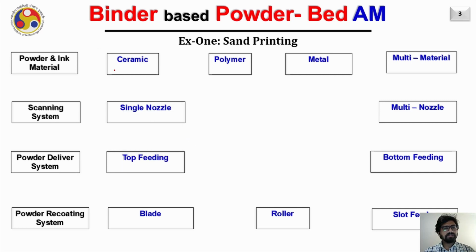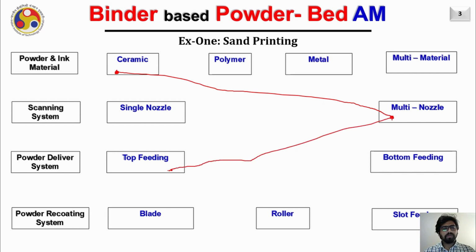We know that sand is a ceramic, therefore the ceramic is being used as a powder material here, and appropriate ink will be used to bind the particles of the sand. Then a multi-nozzle is used to dispense the liquid binder on the surface of the powder bed in such a way that the desired portion of the powder gets hardened together and forms the layer. In the case of X1's machine, the powder is delivered from top, and that is why the top feeding system is utilized.